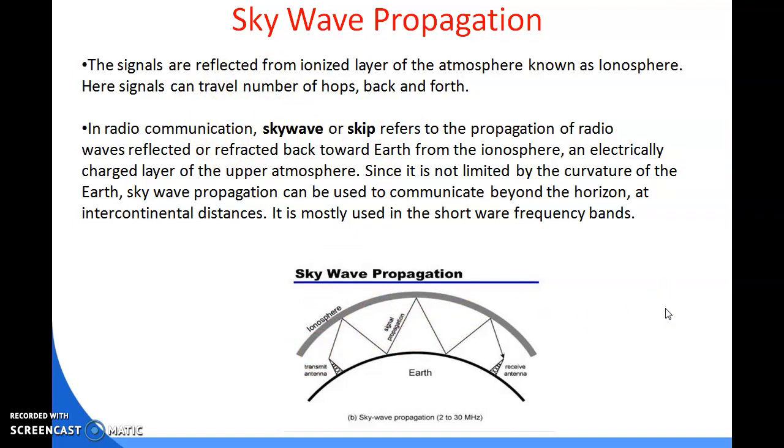It is dependent upon the ions present within the ionosphere, because ions are charged particles which help to transmit the signals. So in radio communications, skywave or skip refers to the propagation of radio waves reflected or refracted back towards Earth from the ionosphere.